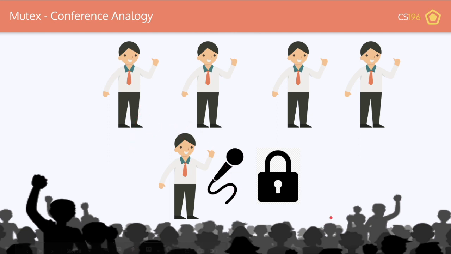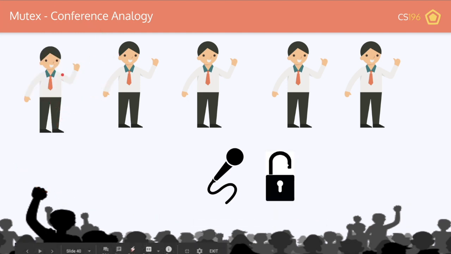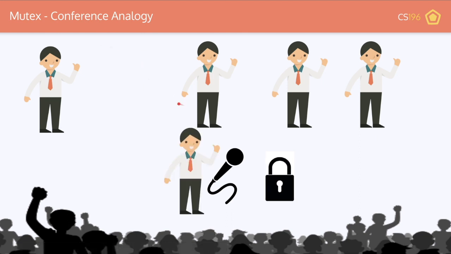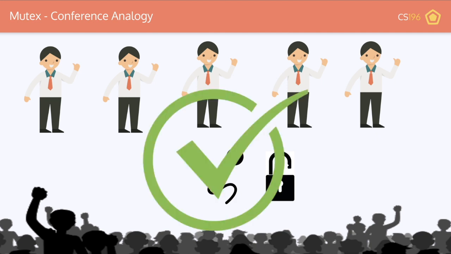When the speaker is done, they unlock the mutex, go back, and a new speaker can come and access the data. The new speaker arrives, locks the mics, only they can use the mic, and they can speak. And they unlock it, and so on and so forth. By doing this, only one person is allowed to access the data at any given time. And this is great. This is exactly what we wanted.